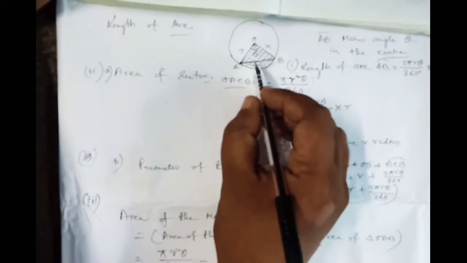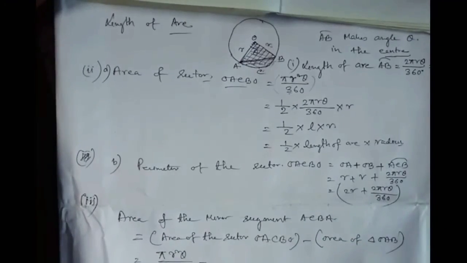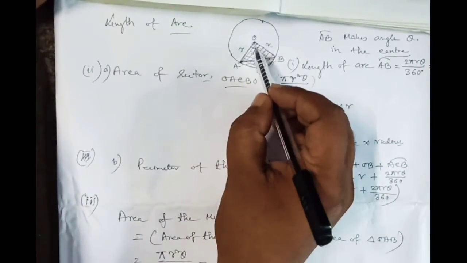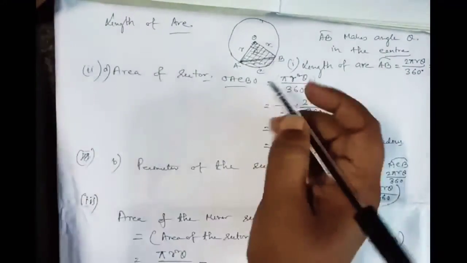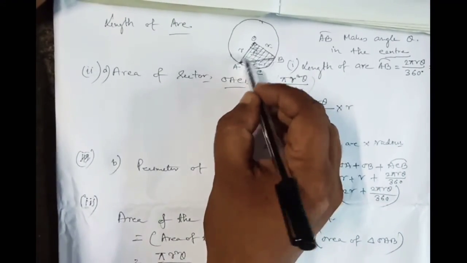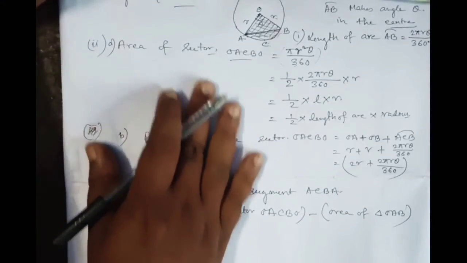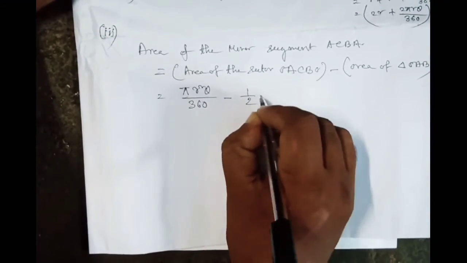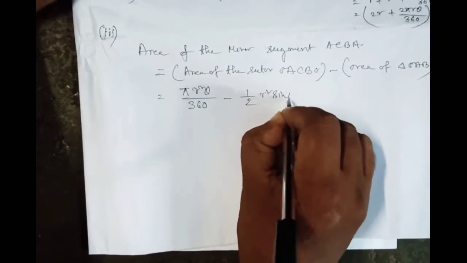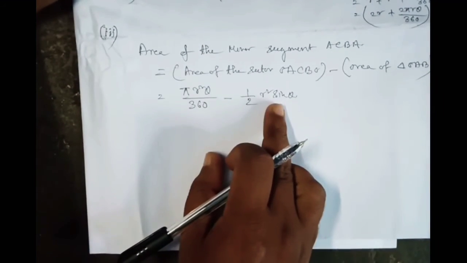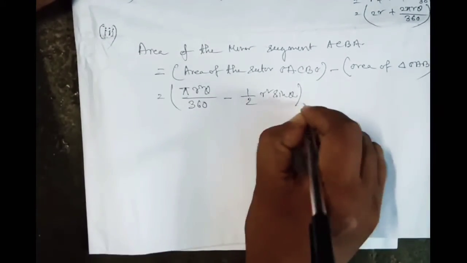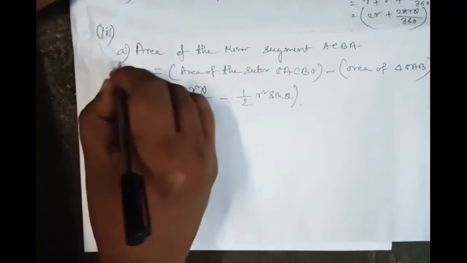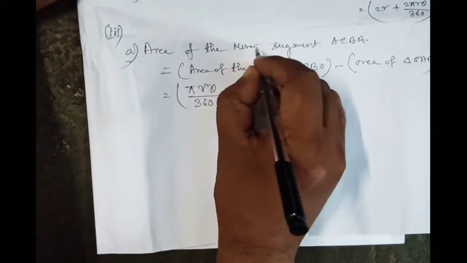That you have to remember. I will definitely provide you the formula for how it comes. So half into r square sin theta. Okay, so this is the formula. This is the area of the minor segment.